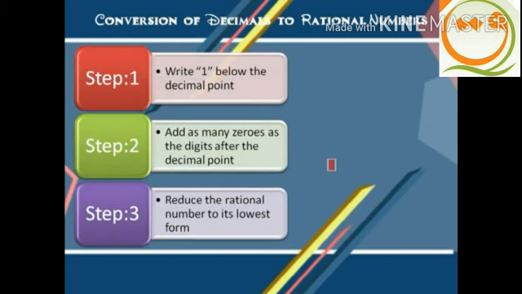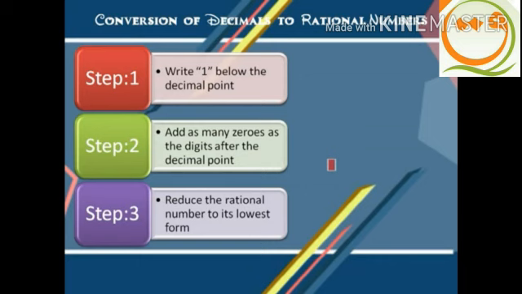So let us convert the decimals to rational numbers. We convert decimal numbers into rational numbers because sometimes we need rational numbers in a problem to solve the equations. To convert the decimals to rational numbers, we have to follow 3 very easy simple steps. Step 1. Write 1 below the decimal point. Step 2. Add as many zeros as the digits after the decimal point. Step 3. Reduce the rational number to its lowest form.